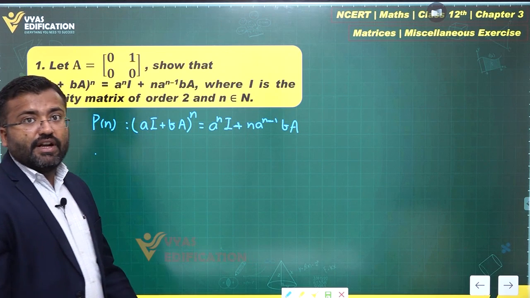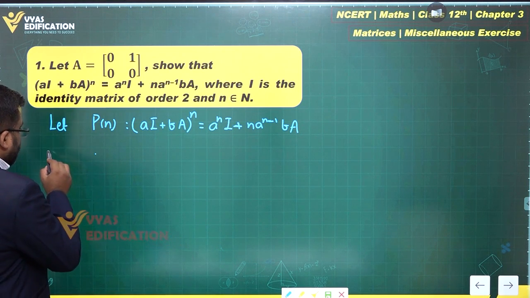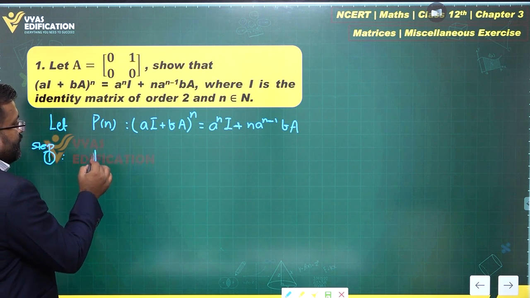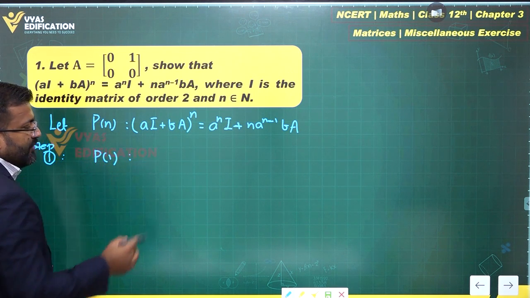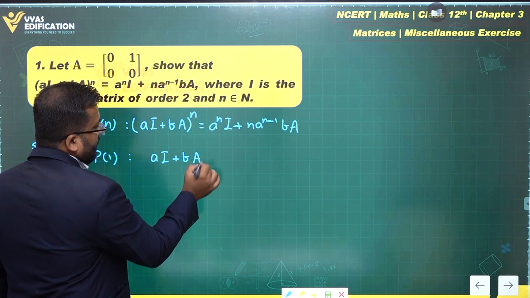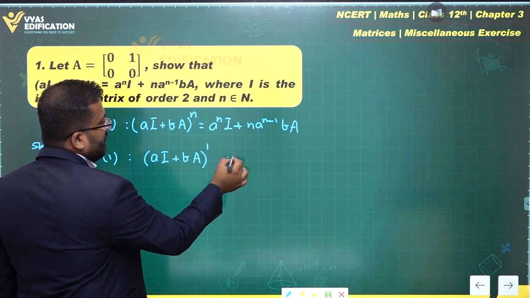This is what you have, right? Okay. So the first step involved over here is step number 1. What is that? P1. What does P1 say? P1 says that (AI + BA)^1 is equal to what?